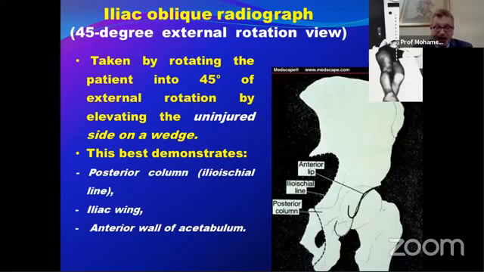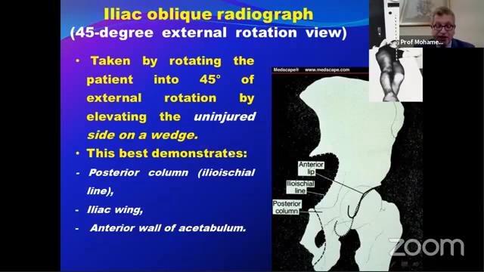Now we will start to speak about the different views. I have number 1, the iliac oblique radiograph. How to do the iliac oblique view? I have to rotate the patient 45 degrees. It's called the 45-degree external rotation view, taken by rotating the patient into 45 degrees of external rotation. How? By elevating the normal, the sound side on a wedge. So in the iliac oblique view I elevate the normal side, not the affected side, and this is what we call the external rotation view, by elevating the uninjured side on a wedge.